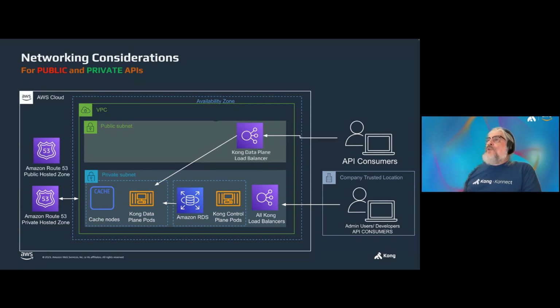So what happens when you have both public APIs and private APIs? In other words, you have some consumers outside consuming the load balancer you have in a public subnet, but at the same time you might have some internal consumers. The internal consumers should be able to consume APIs internally, in a trusted location you have in your organization. So it would be great to have a specific load balancer for those consumers. Again, in private subnets, a load balancer for administrators and a second load balancer for internal API consumers. And then this load balancer remains the same, exposing the data planes to the external API consumers.